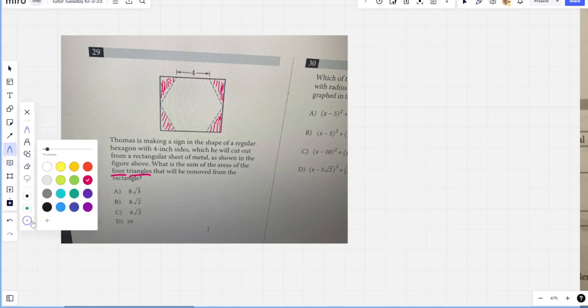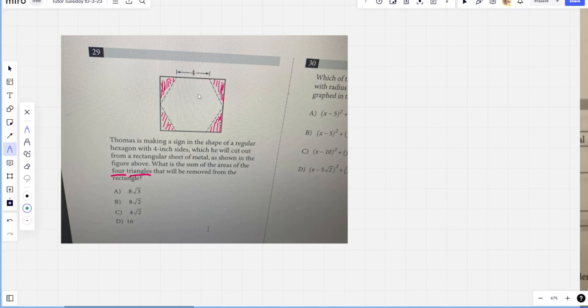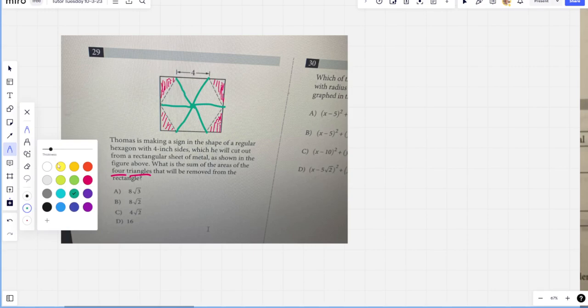So that shouldn't be too bad to figure out. I mean, we've got a side length of 4. We know it's a regular hexagon, so all the sides are 4. What do you guys think? One thing I would do is probably split this hexagon into a bunch of equilateral triangles. If I draw it like this, I can actually get 6 equilateral triangles. Each one has a side length of 4.